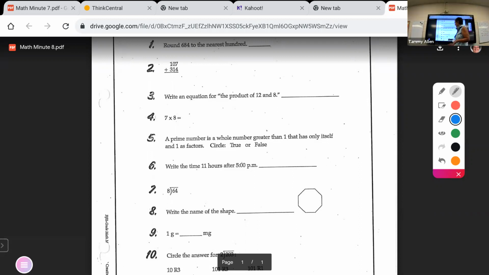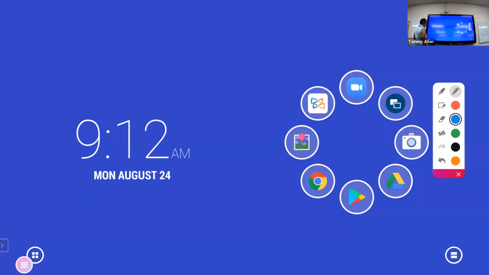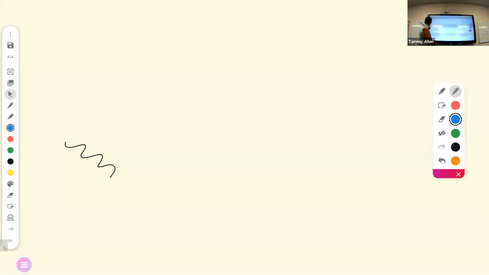All right, Friday, we worked on 3 properties. And in those 3 properties, we used addition and we used multiplication. So, on your Chromebooks, or on a piece of paper, whatever you're comfortable with, you need something blank to write on because we're going to do some practice with those properties.